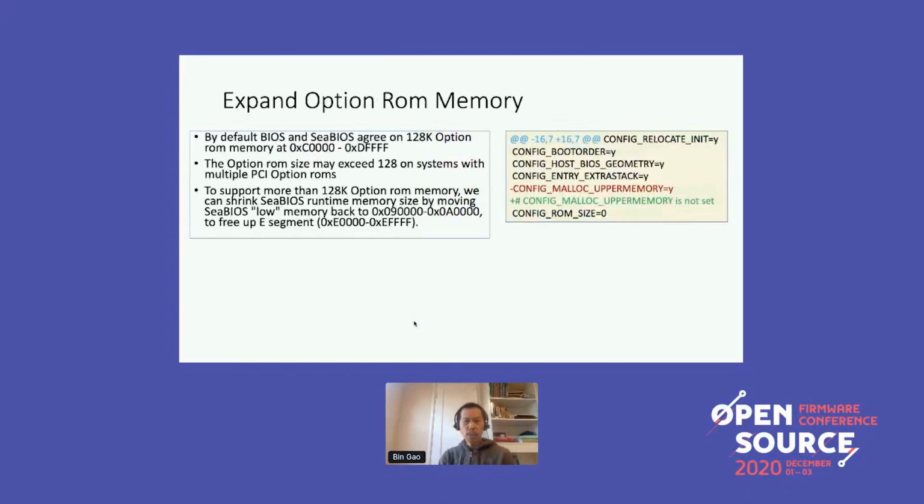This one is also about the PCI option ROM. I think on the virtual platform, we either have no PCI option ROM at all, or at least we have one. So the 120K PCI option ROM memory size should be big enough. But on physical hardware, because we may have multiple PCI option ROMs, it can consume all the 128K memory. So we have made the change to shrink the runtime SeaBIOS memory to free up the E segment, which is 64 KB. So this can make sure that we can support multiple PCI ROMs. This is especially required on some servers that have multiple PCI cards.